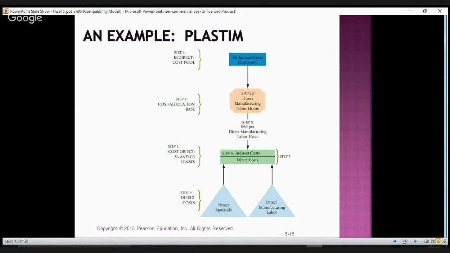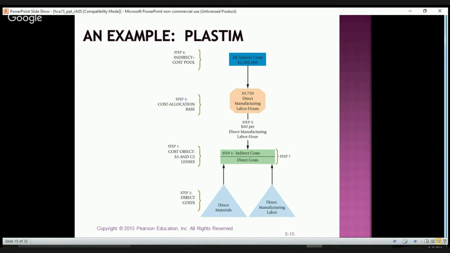Let's go through the steps. The first step is to identify the cost objects. In this case, it's going to be the S3 lens and the CL5 lens. We have a quantity of 60,000 for the S3 lens, and a quantity of 15,000 for the CL5 lens. Step 2 is to identify the direct costs, depicted by the bottom two triangles, identified as direct labor cost and direct materials cost.